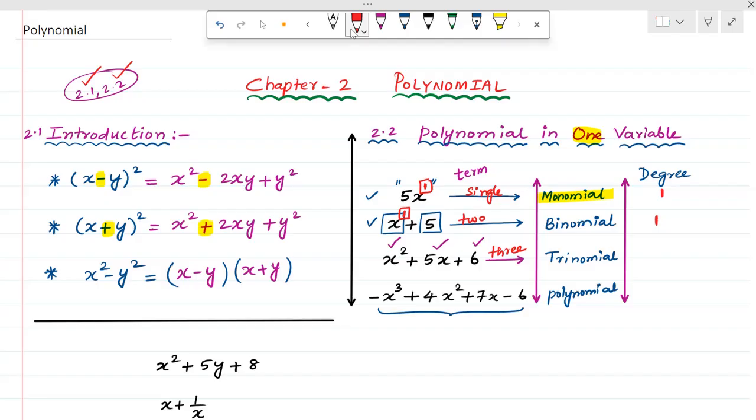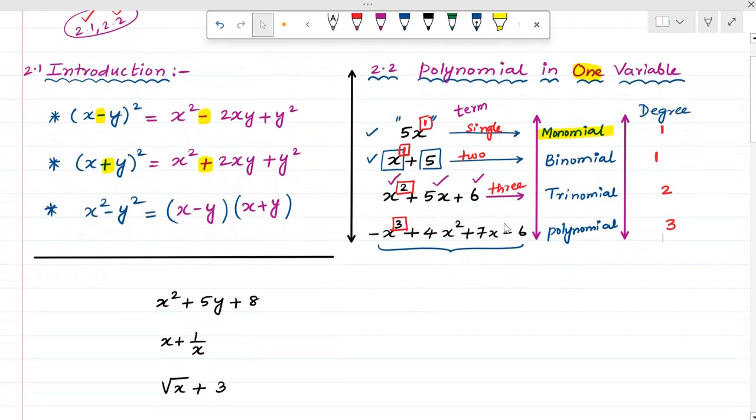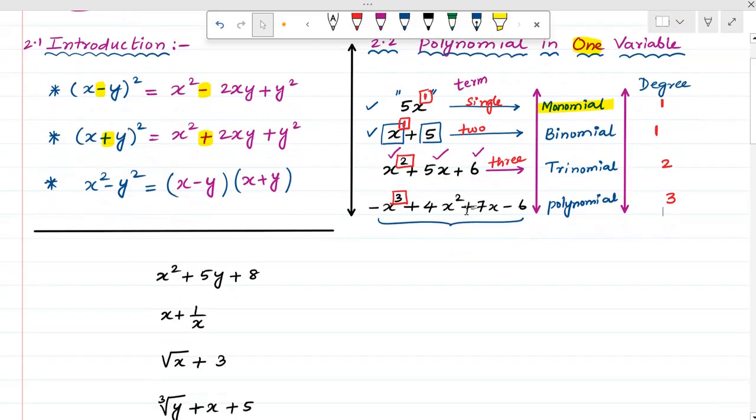What is the degree here? The highest power of x will be 2. So I write it here, the degree is 2. What is the highest power of x here? It is 3. So this is the general introduction to the polynomial and degree. This will be a very important thing. So monomial, binomial and trinomial.